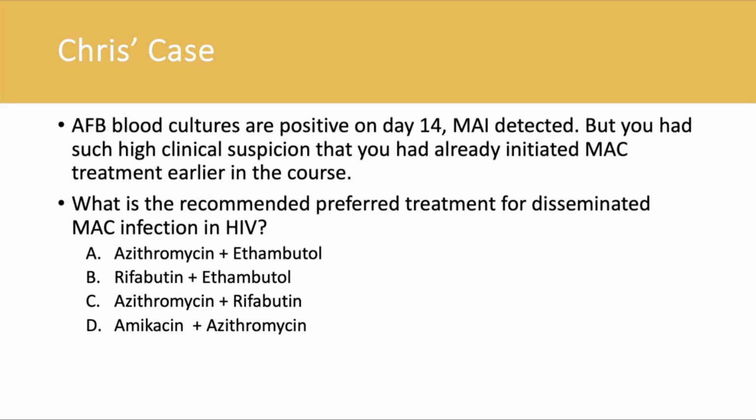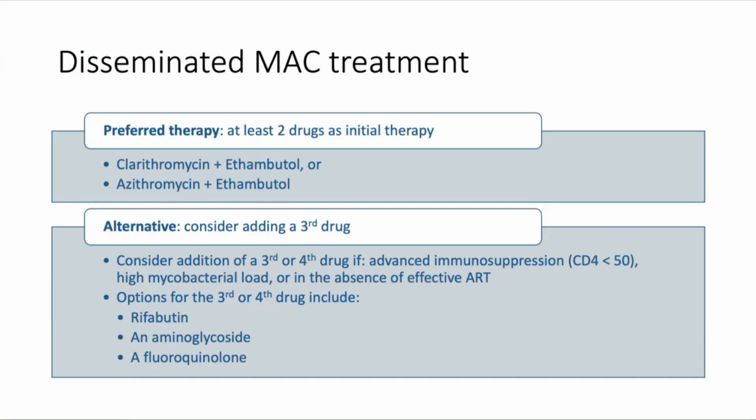Yeah, usually we often do a three-drug regimen, but according to the guidelines, the preferred treatment is actually two drugs. Does anyone know which two? A. Yeah, good guess. So per the guidelines, the preferred therapy is at least two drugs, and usually we do a zithro with ethambutol. And they say you can consider as alternative therapy adding a third drug. You're wanting to add that third drug if they have advanced immunosuppression, high mycobacterial load, or they're not on effective ART. Most of our people with HIV who we're diagnosing with disseminated MAC fit this criteria, right? Otherwise, they probably wouldn't have disseminated MAC.